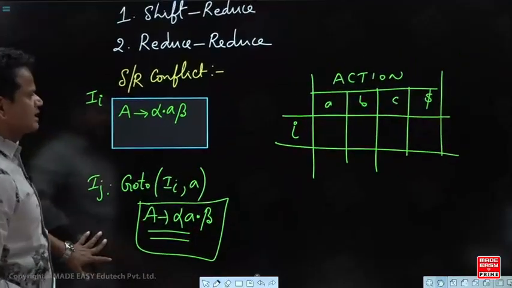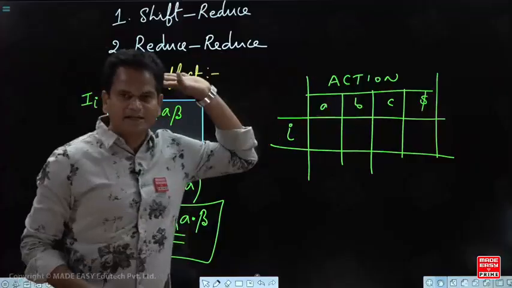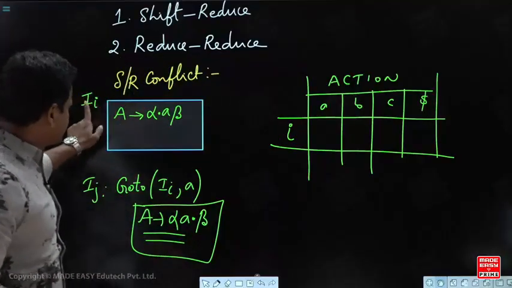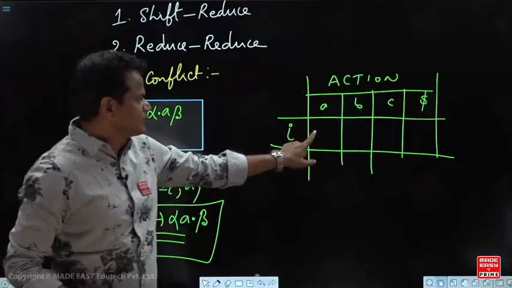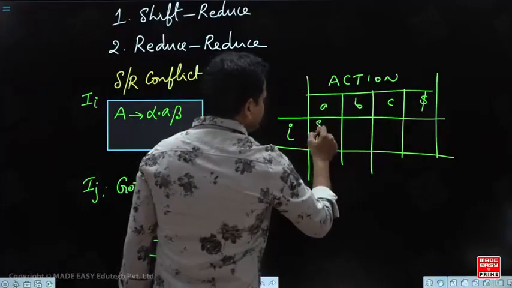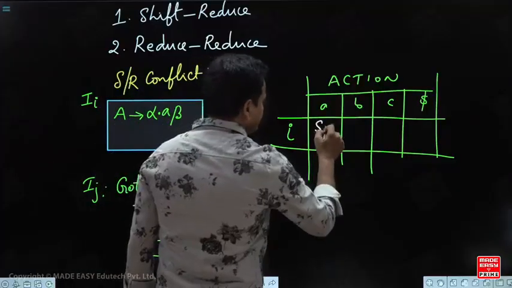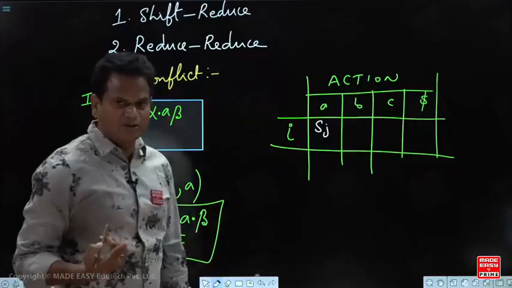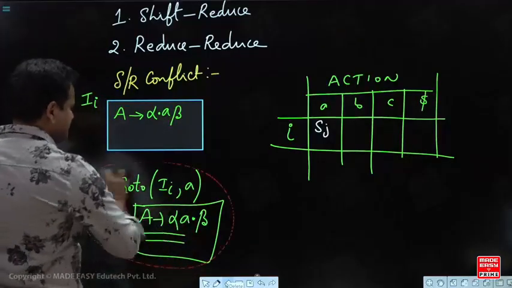Now tell me, for this production, how will you enter in this table? It is Ii, the ith row. It is shift symbol terminal a, in the a column. It has goto Ij, therefore we write shift j. Yes or no? We write shift j. Okay.